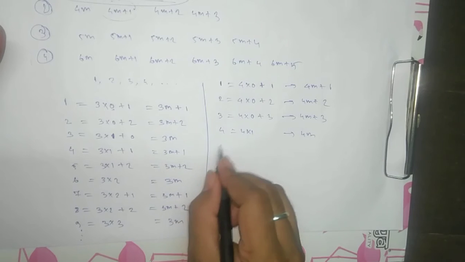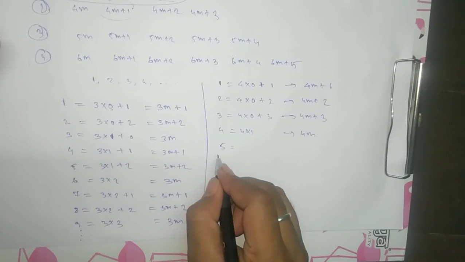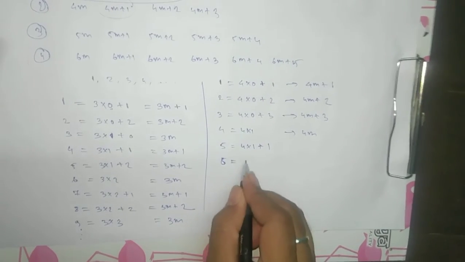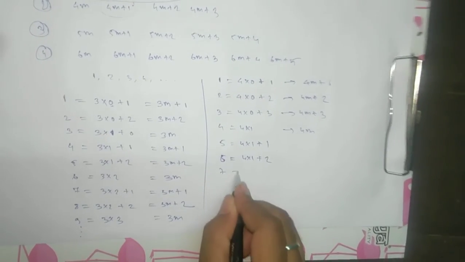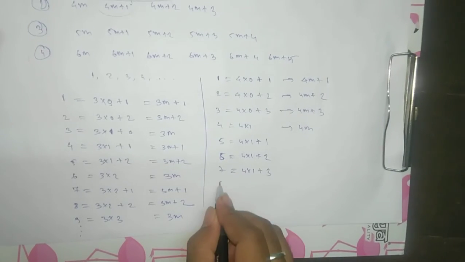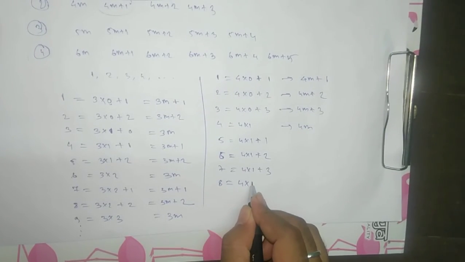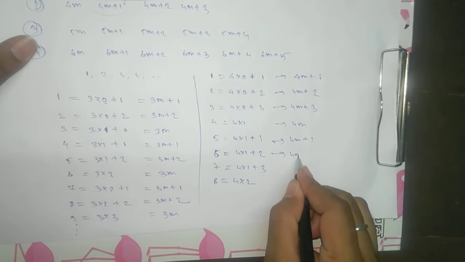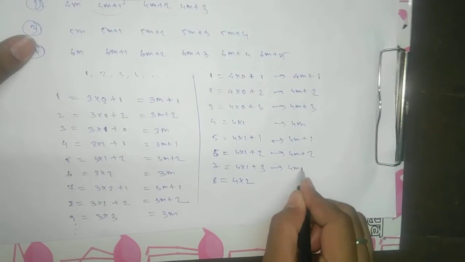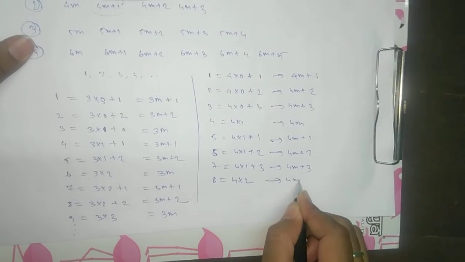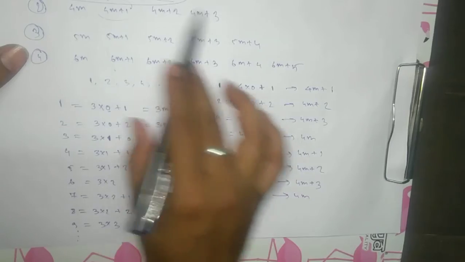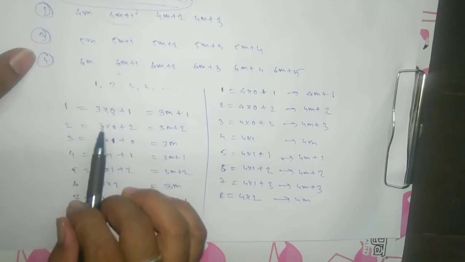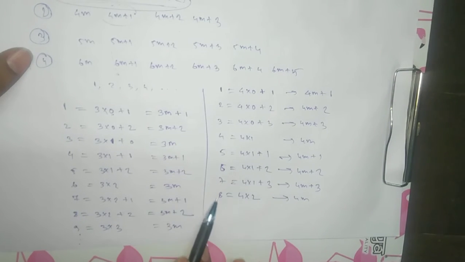If we continue with the numbers, you can see 5 is 4 into 1 plus 1. For 6, that is 4 into 1 plus 2. For 7, 4 into 1 plus 3, and for 8 again 4 into 2. So what you can see is 4m plus 1, 4m plus 2, 4m plus 3, and 4m. So out of these four forms, you can represent the whole set of natural numbers.